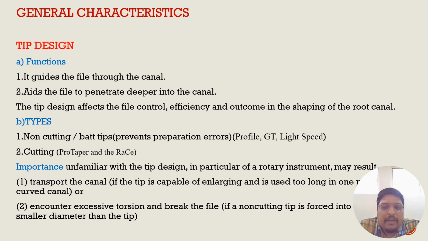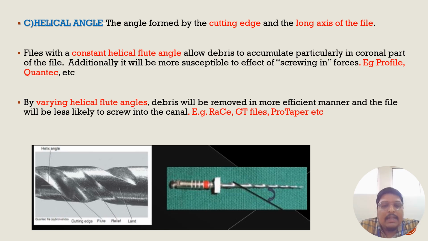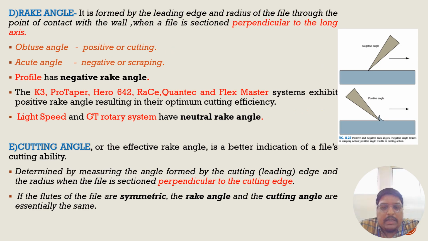Tip design guides the file in the canal, not cutting. This is important. Features include tip design, particularly in rotary instruments, longitudinal flutes and radial land. Helical angle is the angle of the cutting edge to the long axis of the file. Obtuse angle: positive or cutting. Acute angle: negative or scraping.